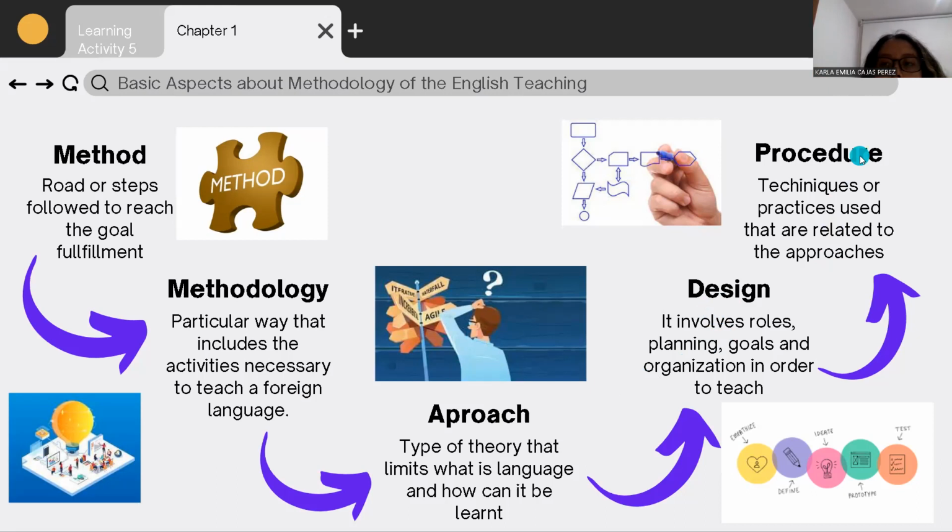And last but not least, we have the procedure, which are the way of doing things. In this case, are the ways that the learning and the language is presented. And these are related with the approaches that were chosen.